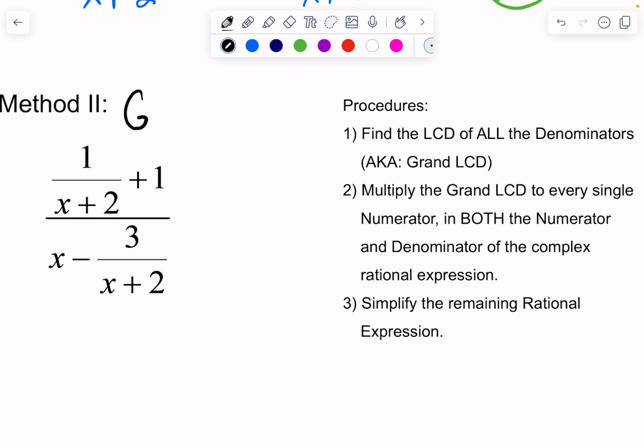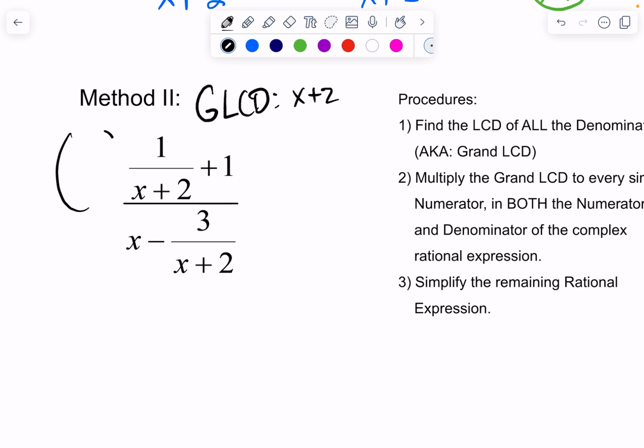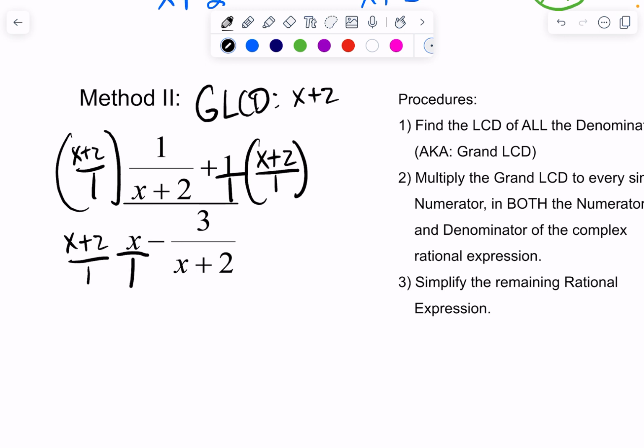For method 2 here, the grand LCD is x plus 2. So I'm literally going to multiply x plus 2 to every single numerator. Notice how I keep putting numerators over 1, like this x here. Why do I do that? Because that way I can clearly see where the numerator and denominator are, and I'm not going to get confused. That's a little pro tip for you.